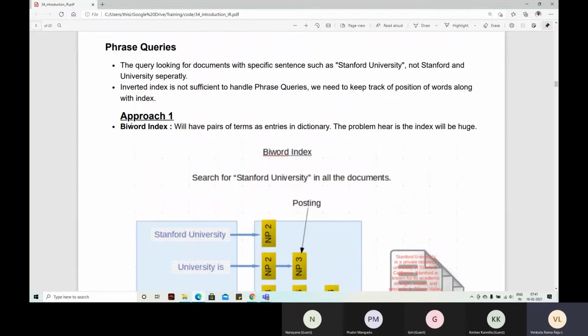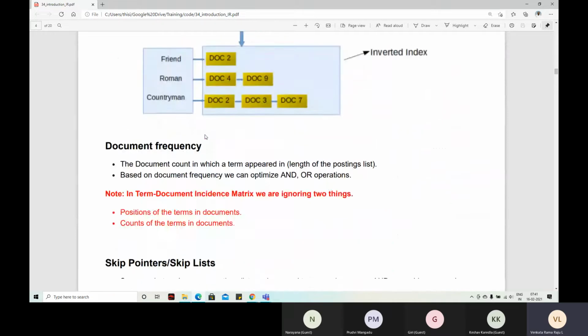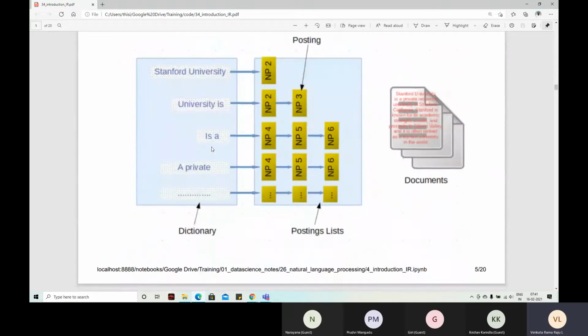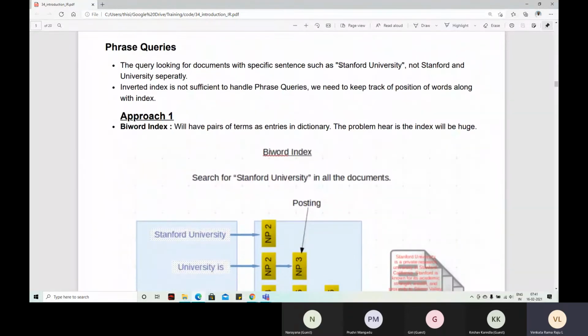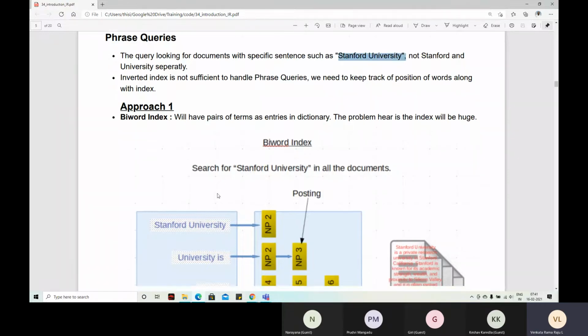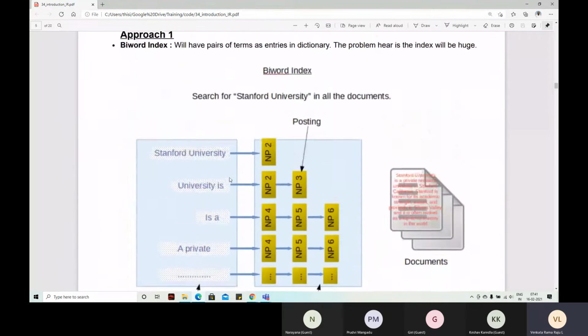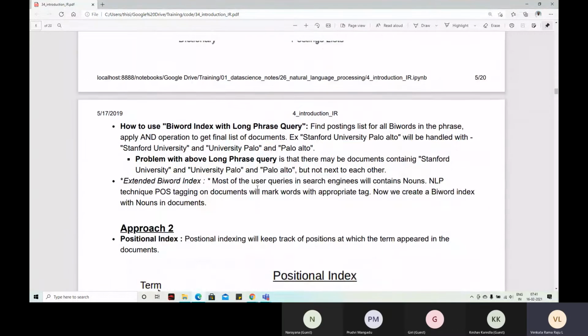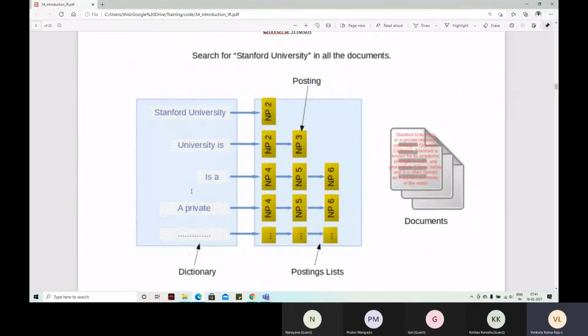And then biword indexes are also there. They are uniword indexes, and you can have biword and triword indexes also. When you have biword and triword indexes, you will be able to do phrase queries very appropriately. Stanford University can be found very appropriately, rather than individual Stanford and individual University trying to find the two together. And in a longer query, if you want to find more appropriate results, you may have to have longer indexes.